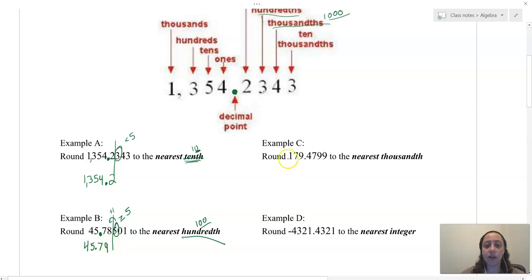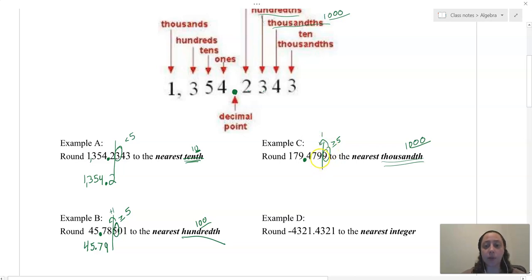Example C. Round 179.4799 to the nearest thousandth. Thousandths, 3 decimals. So here's my decimal point. I count 1, 2, 3. I'm going to cut it off. I look at the next number. 9 is greater than or equal to 5. It's big. So I'm going to add 1.